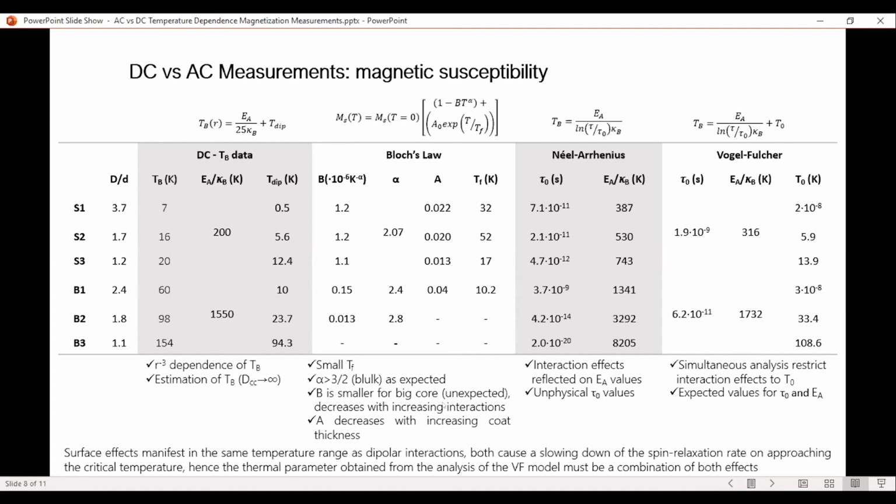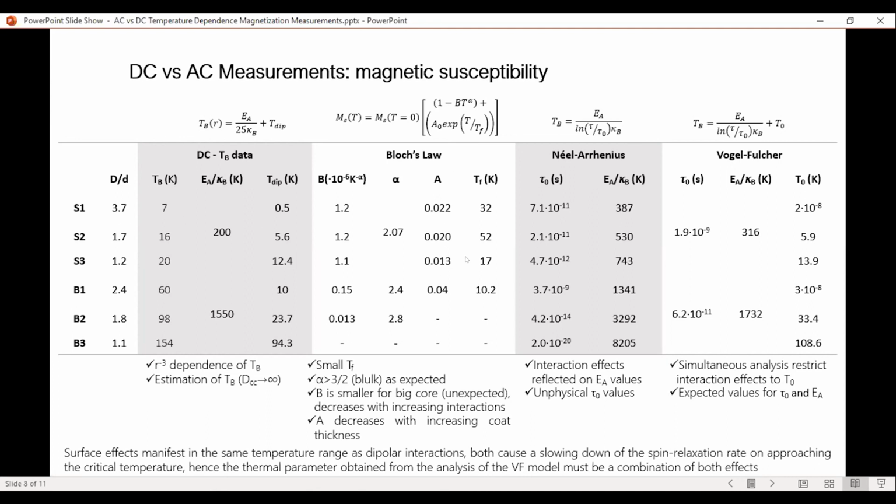From Bloch's law, what we could see is that the freezing temperature related to the surface contribution was really small, so it should disappear rapidly with increasing temperature, and also that the information that we can obtain for the big core samples is not trustworthy since it presents weird parameters. For example, the B factor should be closer to bulk values, and it's much further than the sample.